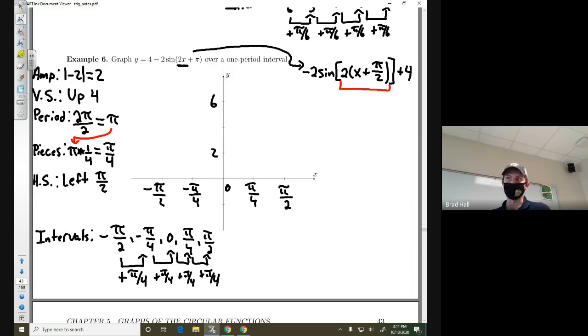This is a sine function, which means that it's not going to be one of the cup shapes, but instead it's going to start at the center, go upwards, and then go downwards, unless there's a reflection, which there is. So there's a reflection. There's a reflection about the x-axis.